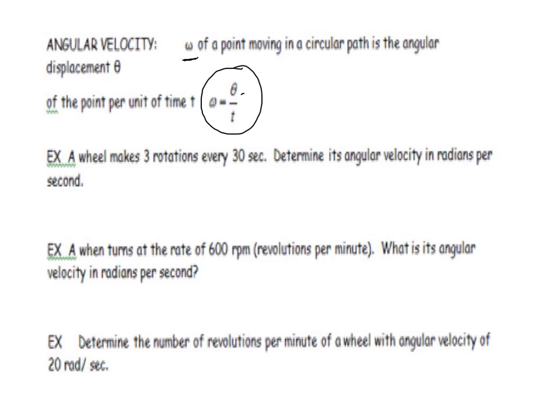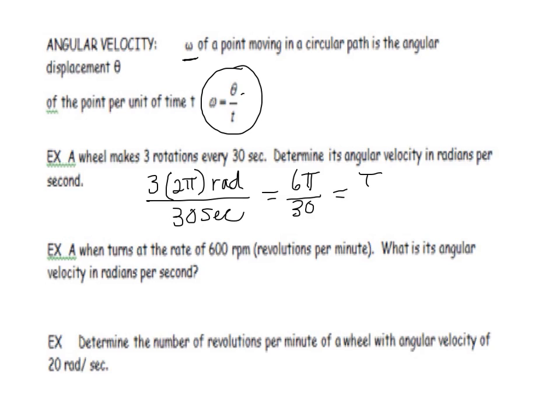So first example, a wheel makes 3 rotations every 30 seconds. Determine its angular velocity in radians per second. So 3 rotations, and I do 2 pi every rotation, that's radians, in 30 seconds, and it says in radians per second, so that's what I have left here. I have 6 pi over 30, which is the same thing as pi over 5 radians per second.